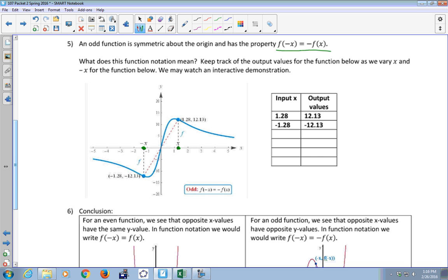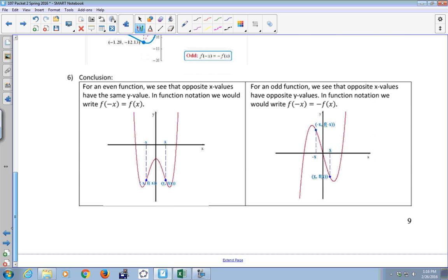So for example, in this picture, if I plug in 1.28 and negative 1.28, my y values are now opposites of each other. I get 12.13 and negative 12.13. Okay, so opposite x values give opposite y values. So to conclude, just a little summary: in an even function, opposite x values have the same y value. In an odd function, opposite x values have opposite y values.